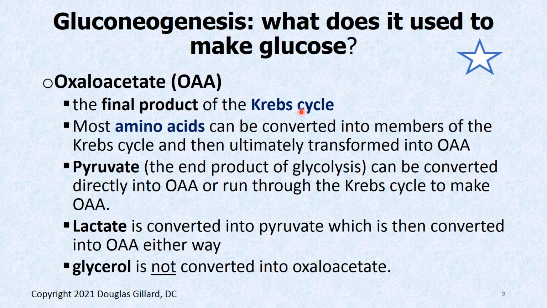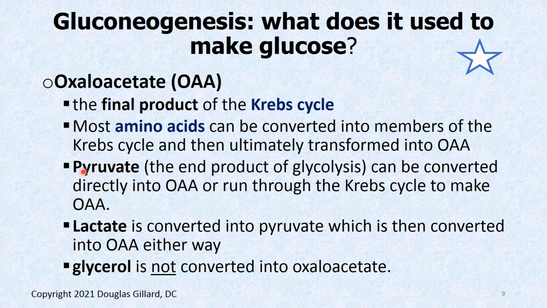Okay, what does it use to make glucose? So what are the starting molecules? Well, I just kind of said, but let's keep talking about it, because there's more. We said the great starting molecule is oxaloacetate, which is the final product of the Krebs cycle. But what do we use to make oxaloacetate? Well, besides the Krebs cycle, there are other ways we can make it.